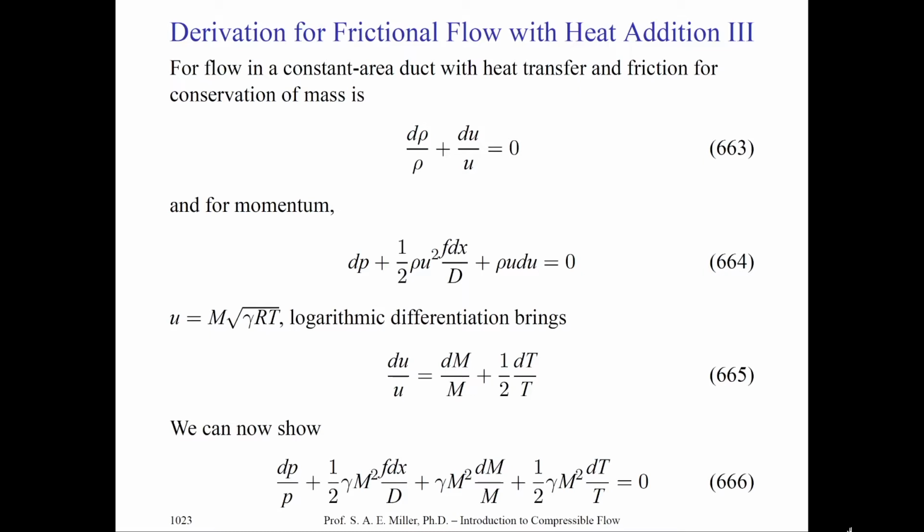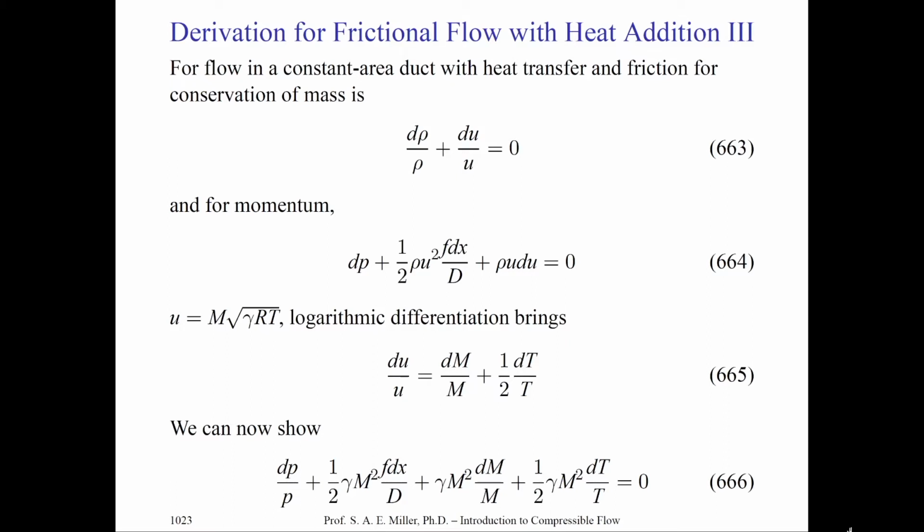We can also write the equation for momentum. dp plus a half of rho u squared f dx over d, where d is the cross-section or equivalent cross-section of this stream tube, and f is a frictional factor, plus rho u du is 0. We note the definition of Mach number is U over the square root of gamma RT as shown previously. Gamma is the ratio of specific heats, R is gas constant, T is static temperature, M is Mach number, and U, of course, is velocity in the streamwise direction.